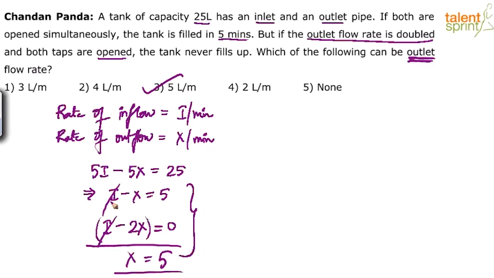See, take options and substitute. I mean, 5 liters is what you got as the answer. That's the correct answer, right? It can be a possible value, right? The possible value is 5 liters per minute. You can also substitute the options to verify this.